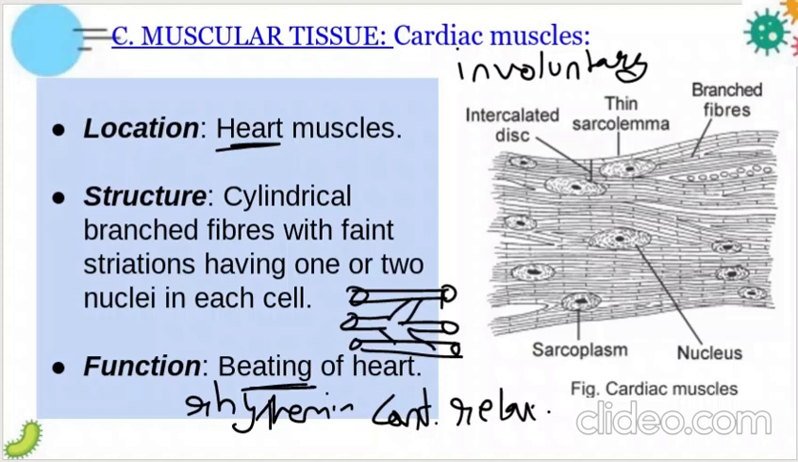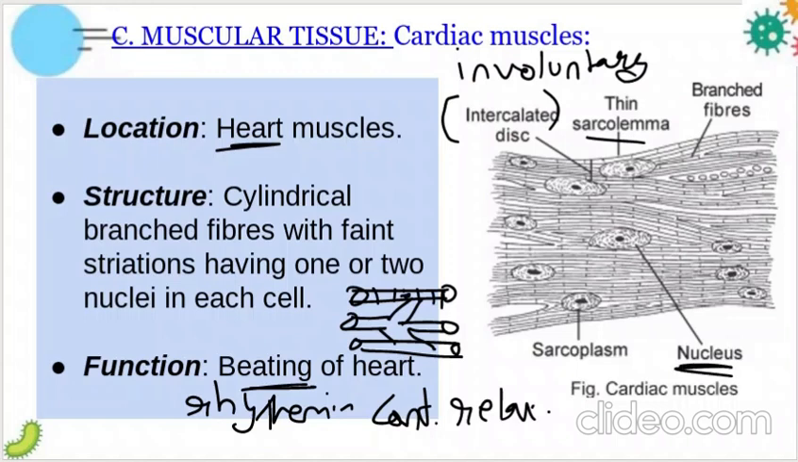They have faint striations, very light striations, not very visible in nature. And again they are uninucleated. They only have one nucleus. As you can see, they have an intercalated disc. Sarcolemma is present. They are branched. Sarcoplasm and a nucleus is present. They are present in our heart.